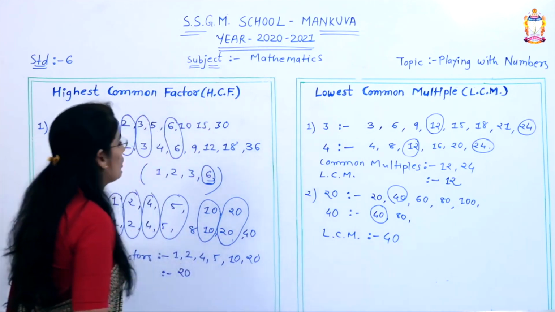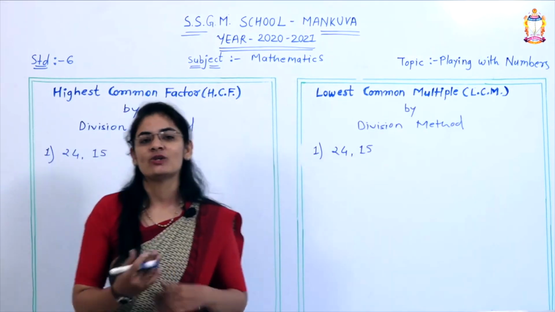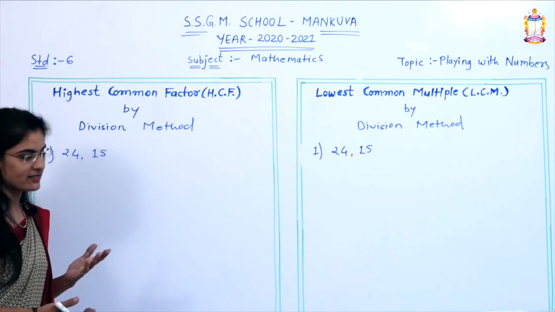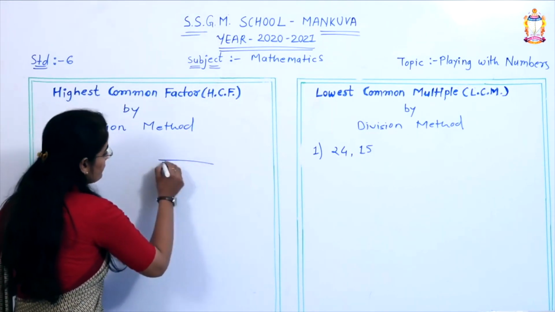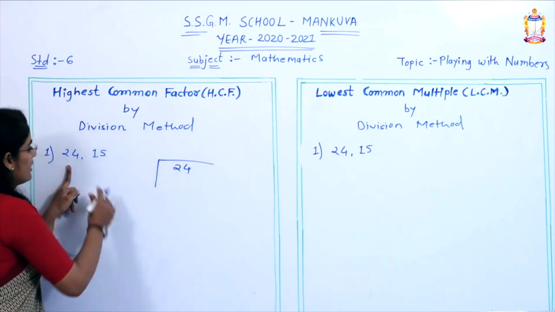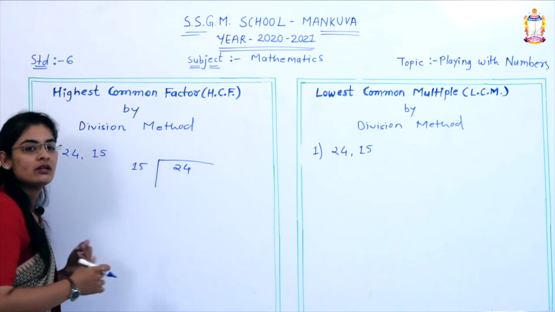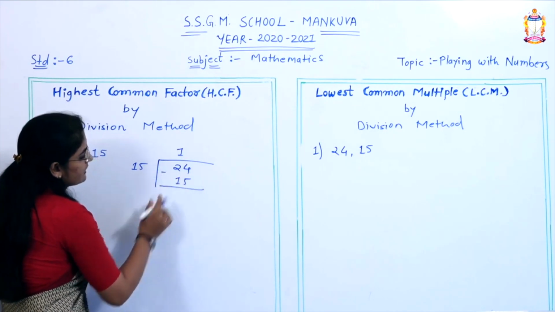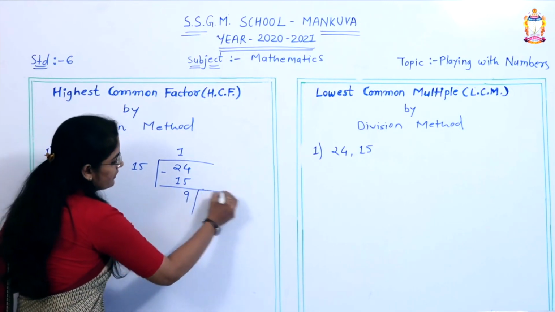Okay, these are the methods of highest common factor and lowest common multiple. So come to the next point, highest common factor, HCF by division method. In this topic we have to write like this: the bigger number inside as dividend and the smaller number outside as divisor. Now start the division. 15 1s are 15. 24 minus 15 is equal to 9, right? Okay, now what do we have to do?